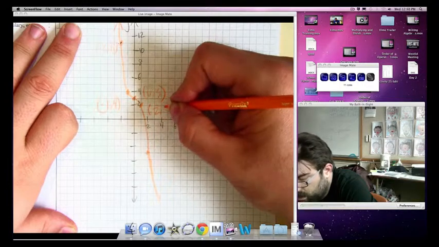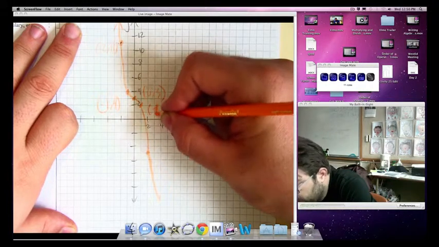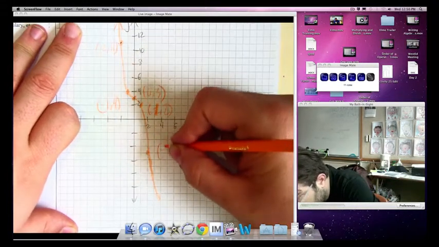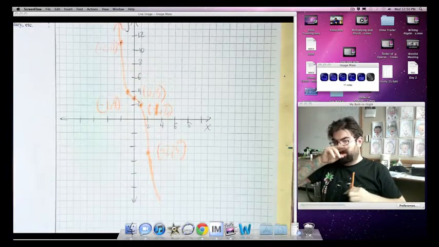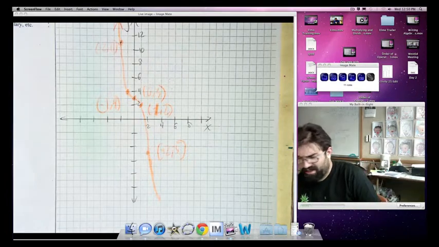Oh, by the way, 0, 3, positive 1, and then I got 2 back, and then I plugged in positive 2, I got -5 back. Please label your points correctly. Do a better job than I did.